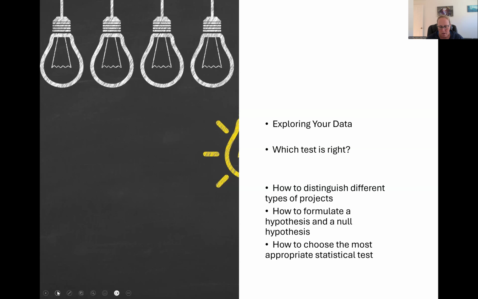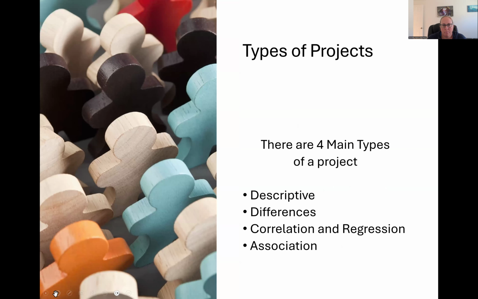So first we're going to talk about exploring your data and which test do we even do. I've talked to you about how you need to come up with your statistical test prior to collecting your data, but how do we even know which one is right? So today we'll talk about how to distinguish different types of projects, how to formulate a hypothesis as well as a null hypothesis and what that even is, and then how to choose the best test to use.